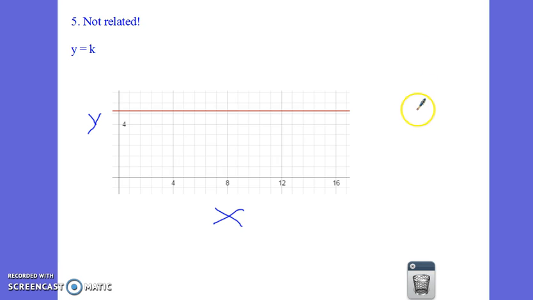So let's get started working on some patterns and recognizing these functions. The main thing you need to understand, or the functions we're going to be looking at the most coming up, are direct and inverse.